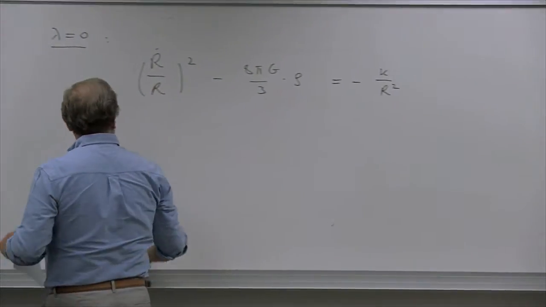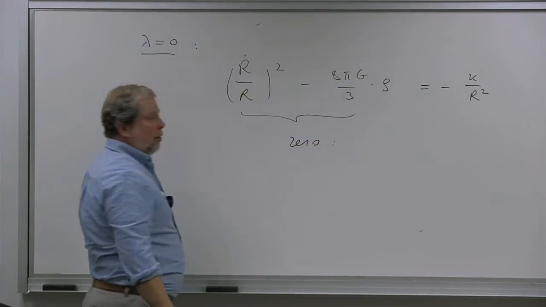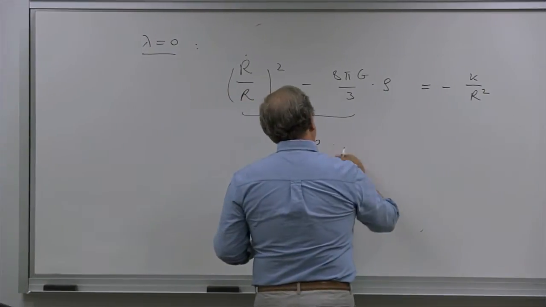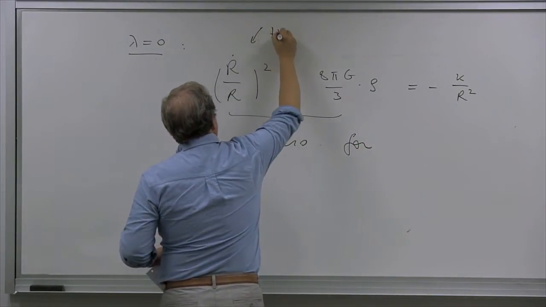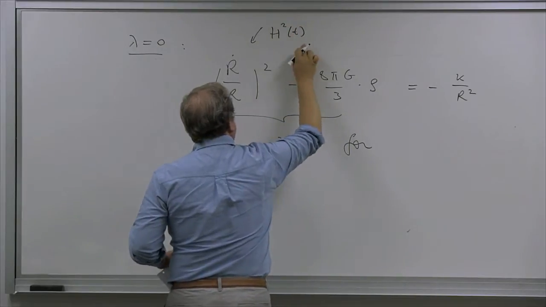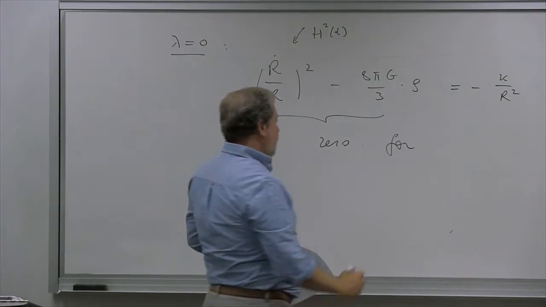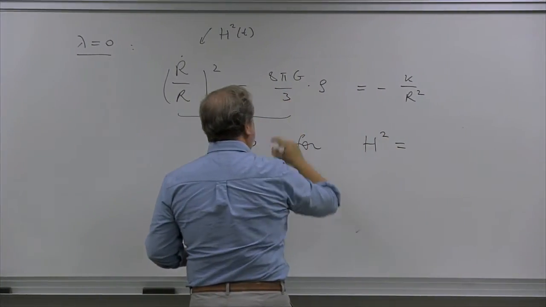So if we look at this equation, then we can ask our question, when is this quantity 0? And so we call this combination here h squared, and of course it depends on t. In general, it has no intention of being constant. But this is 0 whenever h squared is equal to 8 pi G over 3 times rho.